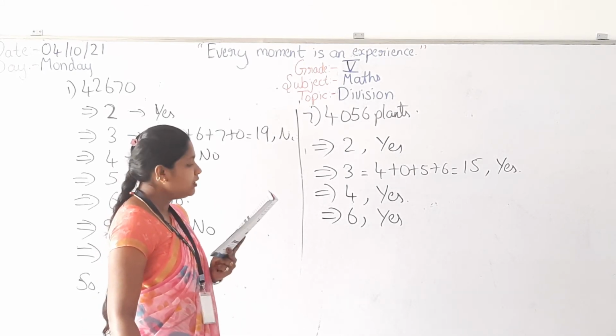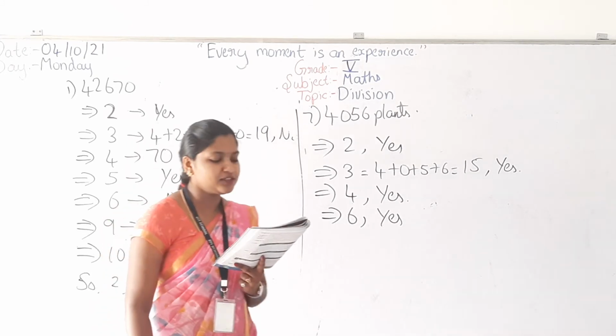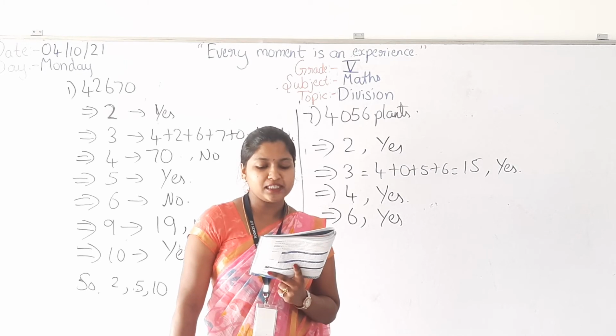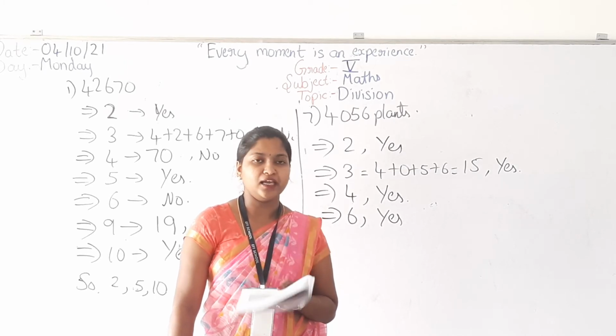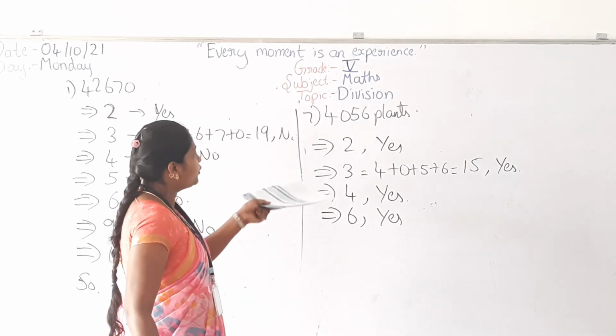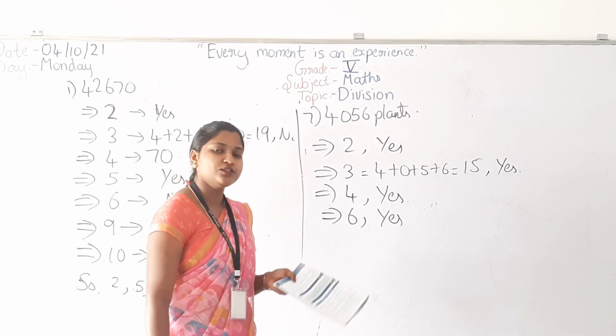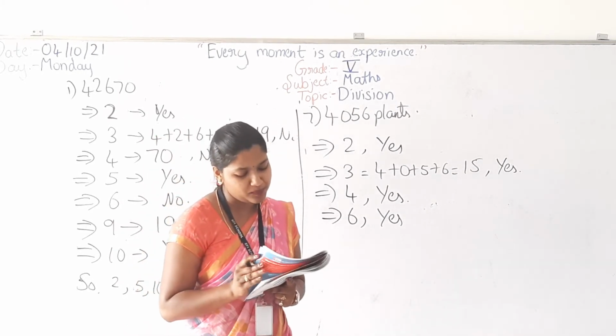No. So, since 4056 is not exactly divisible by 5, 9 and 10, some plants remain if they are arranged in 5, 9 or 10 rows. See, you can only arrange the plants in 2, 3, 4, 6 rows. So, this is how we solve the problems.